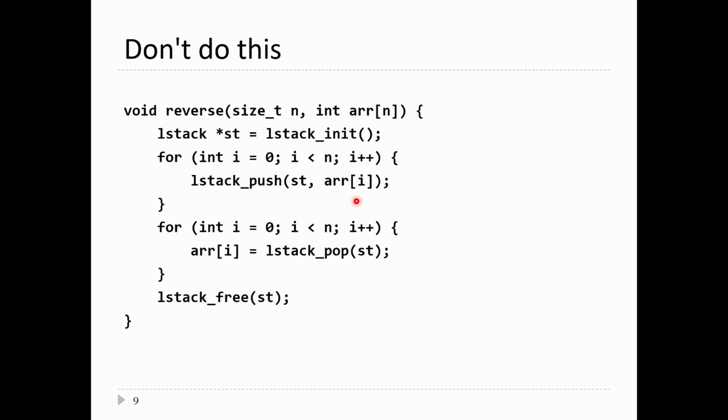When I'm done with all the elements in the array, I'm then going to go back to the stack, and now I'm going to pop all the elements off the stack. Each time I pop the stack, I'm going to store the element into array i. So the first time this loop runs, the first element of the array will be the first thing popped off the stack. The first thing popped off the stack was the last element in the array. And then, of course, you should free the stack because you're done with it.